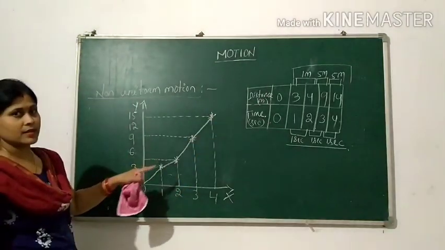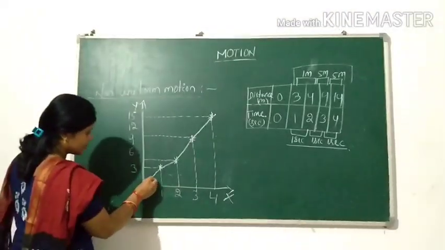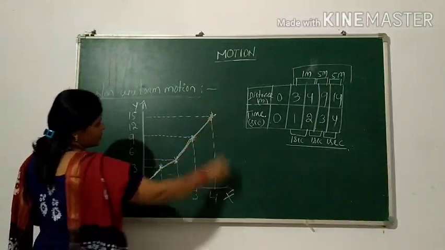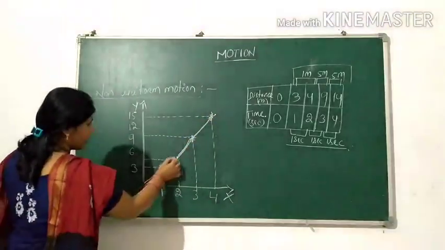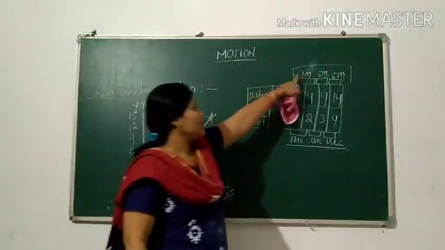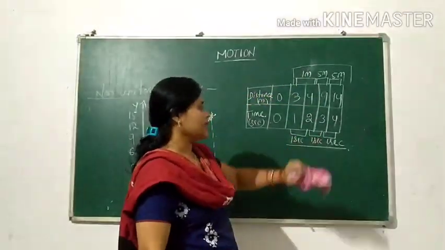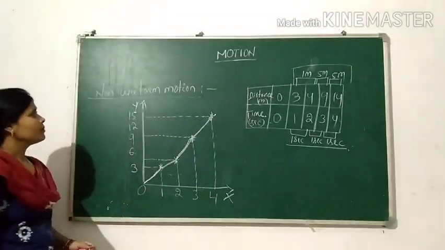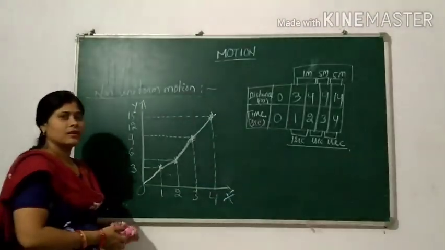What you will notice? You will notice that this time you are not getting a straight line. This is a curved line. That means what? Unequal distances are covered in equal intervals of time. Understood or not?